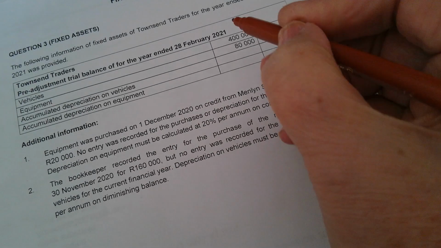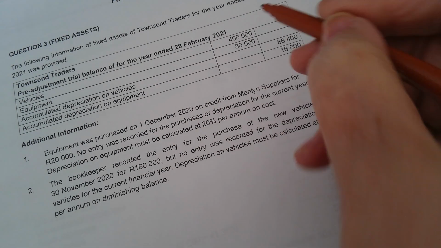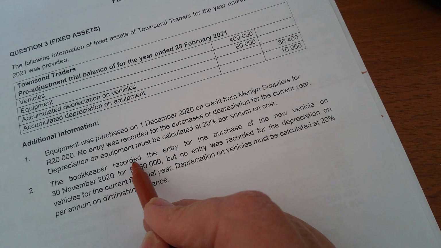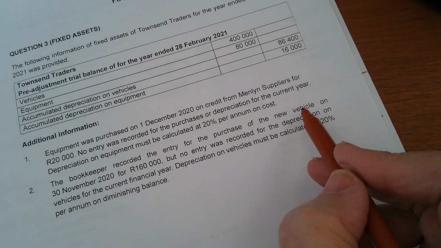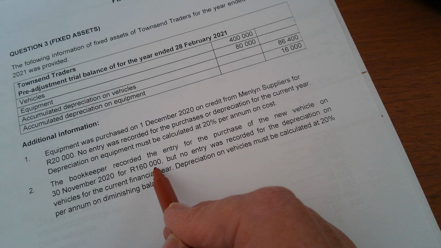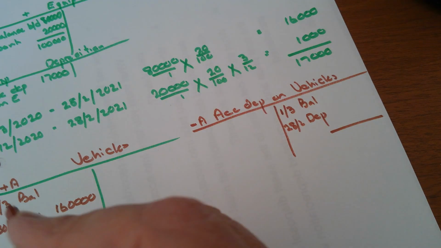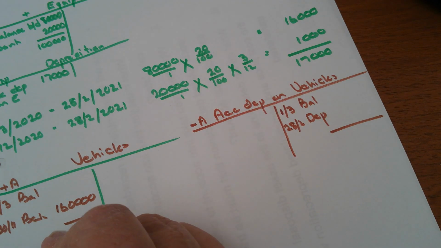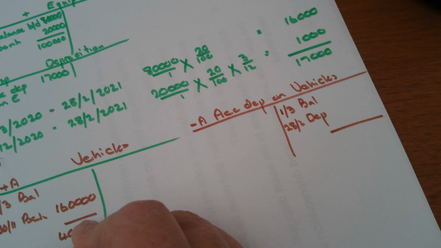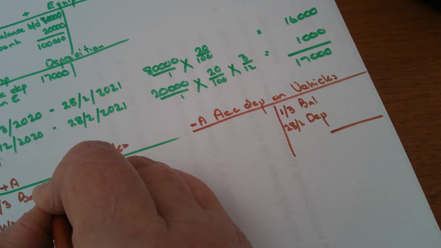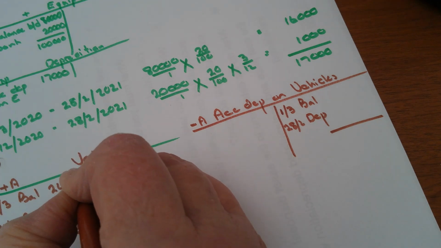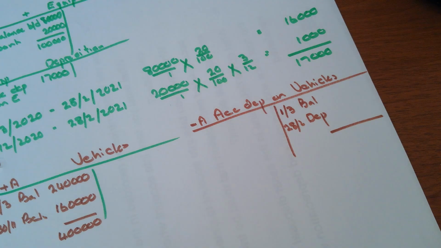Is that balance there your opening or closing balance? The bookkeeper recorded the entry for the purchase of a new vehicle. So this was already recorded. So it means my closing balance is 400,000 and then my opening balance will be 240,000.